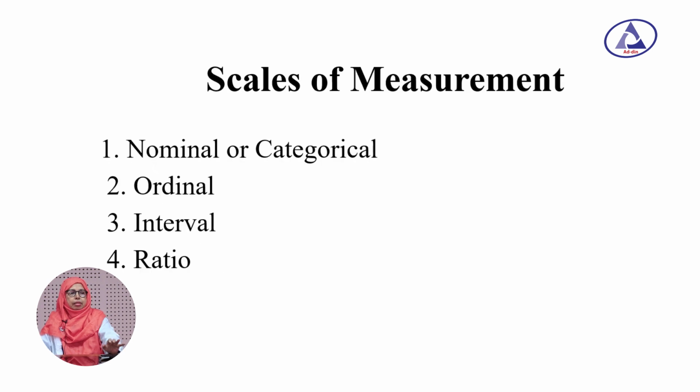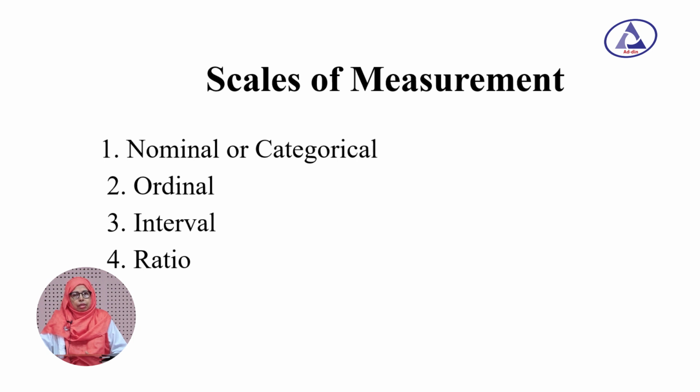Scales of measurement. Scales of measurement are variables or numbers that are defined or categorized by different scales, and each scale has specific properties. By these specific properties, we usually determine how to analyze the data. There are 4 scales of measurement: nominal, ordinal, interval, and ratio.